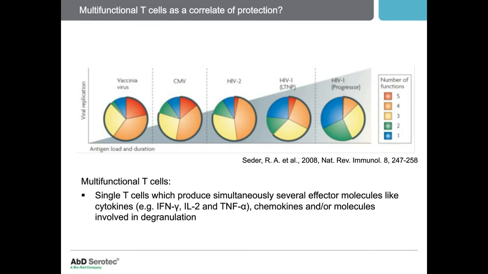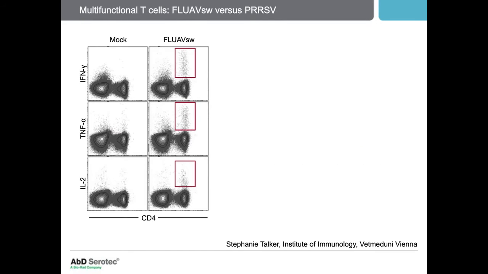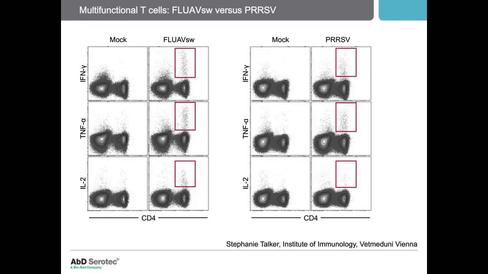For the identification of multifunctional T cells in swine, we used staining with monoclonal antibodies against Interferon-Gamma, TNF-alpha and IL-2. And you see here the expression of the respective cytokines in CD4-positive T lymphocytes. This is after flu A restimulation. We get nearly the same picture when we restimulate CD4-positive T cells with PERS virus. We get also an Interferon-Gamma, TNF-alpha, and IL-2 production.